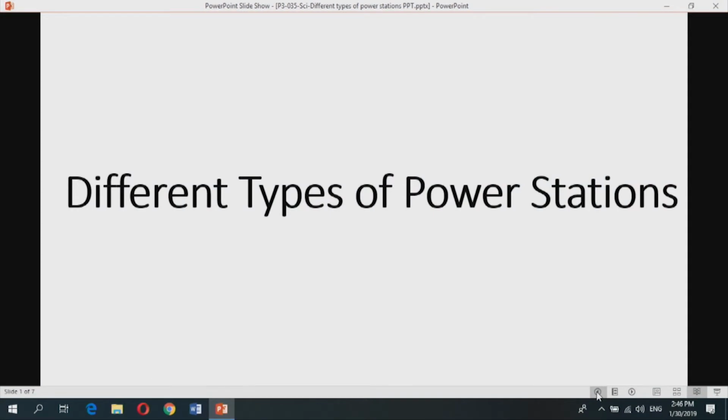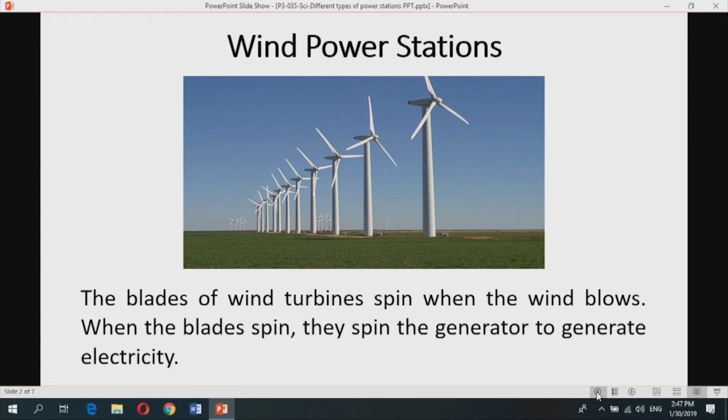Okay, so let's take a look at our PowerPoint presentation about different types of power stations. First one, wind power stations. The blades of wind turbines spin when the wind blows. When the blades spin, they spin the generator to generate electricity. Yes, the wind will blow, these blades will spin, and that will generate electricity.